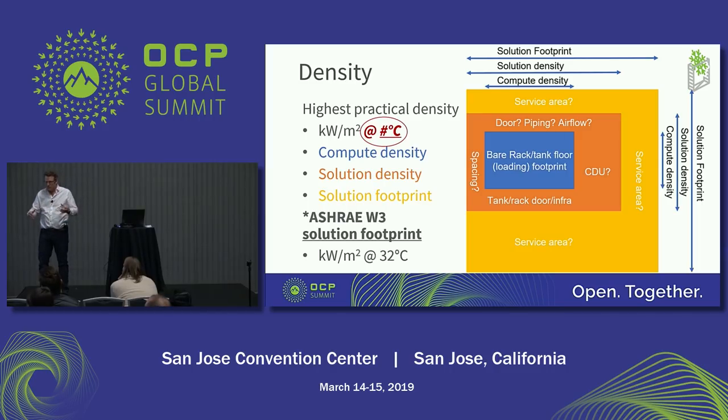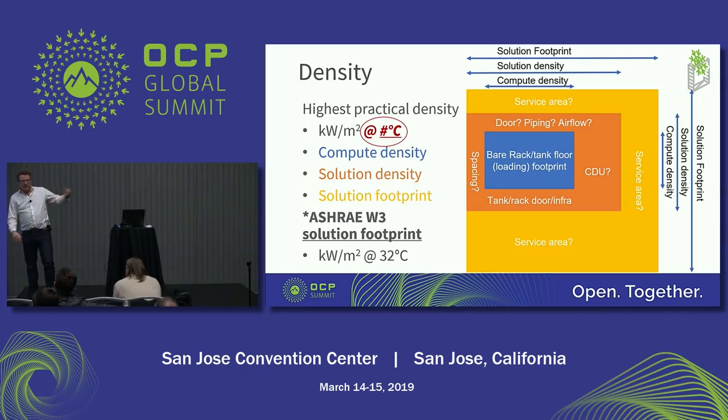I can calculate, okay, what does the room look like with four tanks, including the CDU, how much extra space do I need? If I have five of those installations together, or a dozen, whatever suits your needs. And then you calculate the floor space, and then look at the kilowatts per square meter. So compute density is the highest figure, solution density is less, solution footprint is always the least, because that's what you can use for white space, for getting an indication of your white space density.